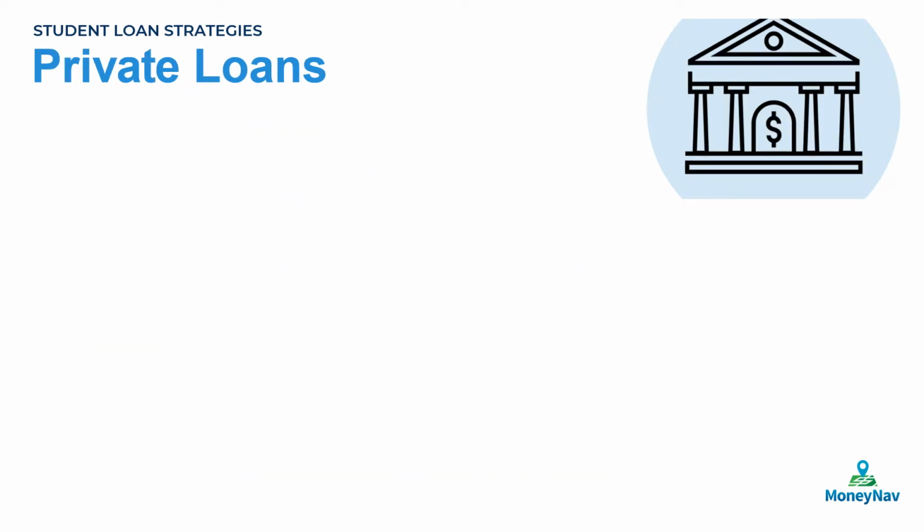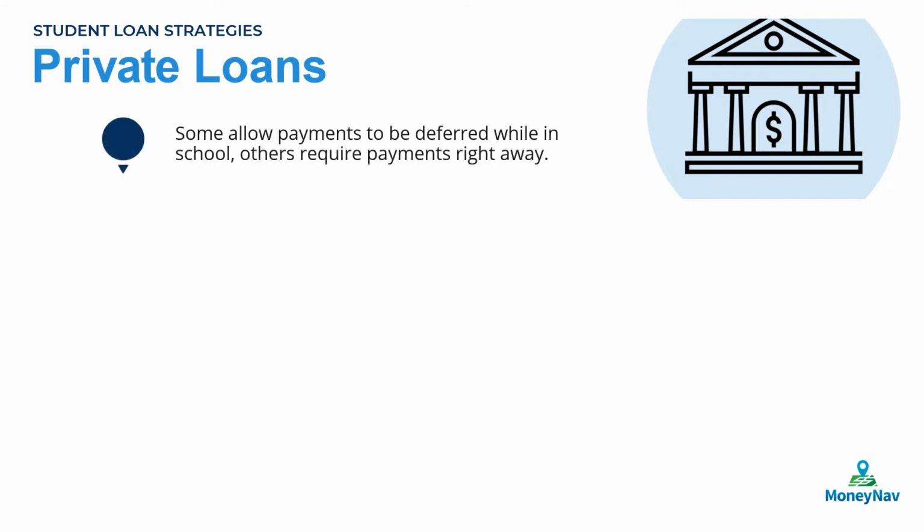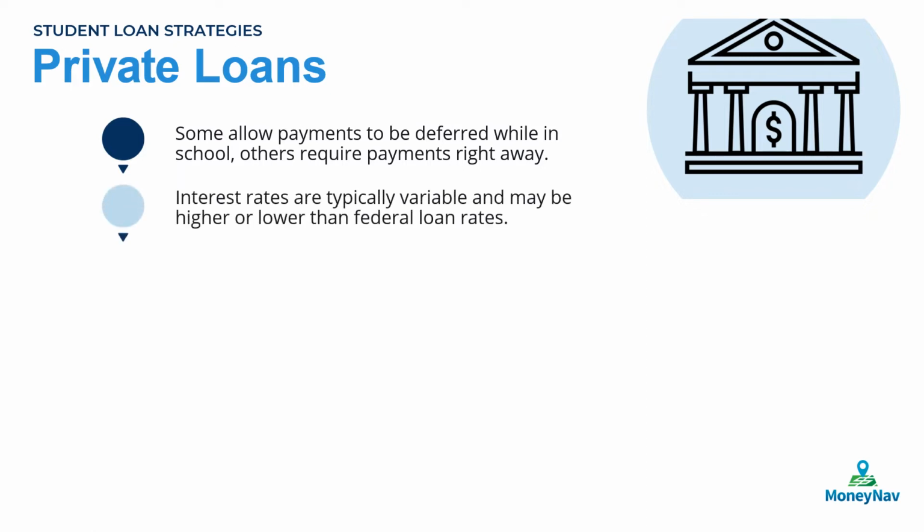Private loans are made by private organizations such as banks, credit unions, and state-based or state-affiliated organizations. And they have terms and conditions that are set by the specific lender. Private student loans are generally more expensive than federal student loans. The biggest thing to know about private loans is that they're all different. Some allow payments to be deferred while you're in school, others will require payments right away.